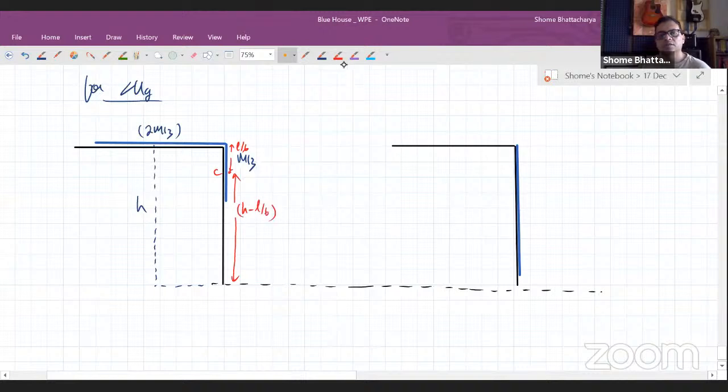And here I have the entire mass such that the system center of mass is at L by 2 from the top. So the height of the center of mass is h minus L by 2 from the reference level.